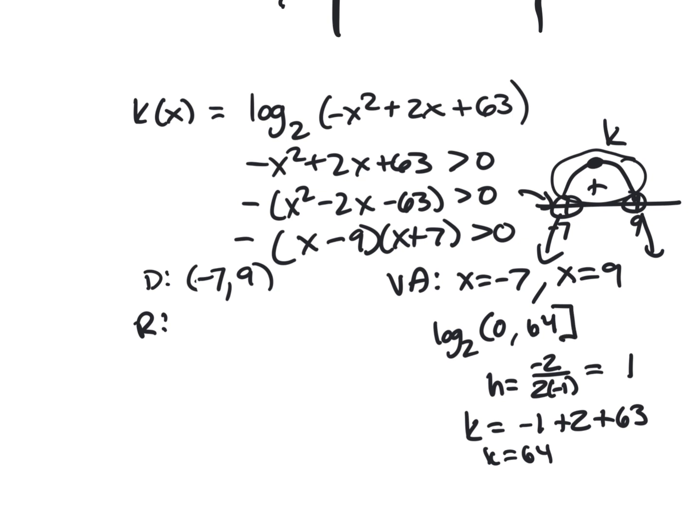So now let's do this out. 2 to what power gets me really close to 0? Negative infinity. 2 to what power gets me 64? That's going to be 2 to the 6. Okay, so that is the range there.